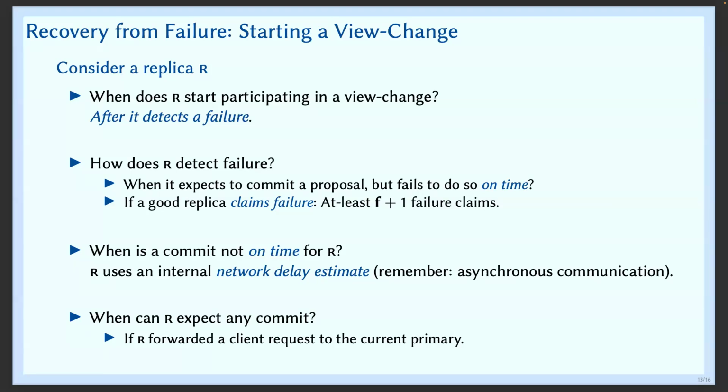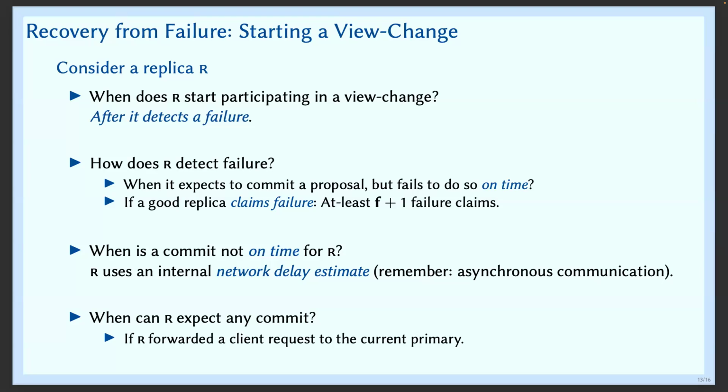The other way you could detect a failure is this: if a client sends something to the primary and the primary doesn't propose it, the client could send that request to everyone. Everyone will then forward that request to the primary, saying you've got to propose this, and they put another timer on it. If the primary doesn't propose that client transaction within that timeout period, they would also do a view change.